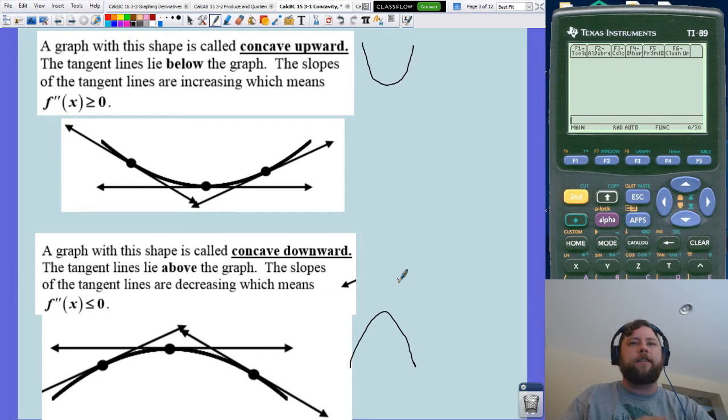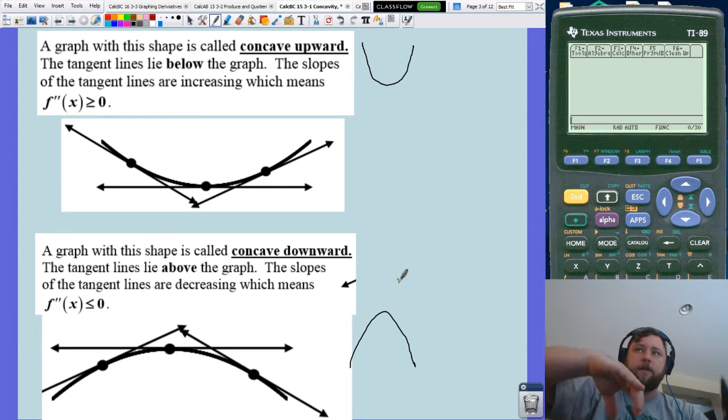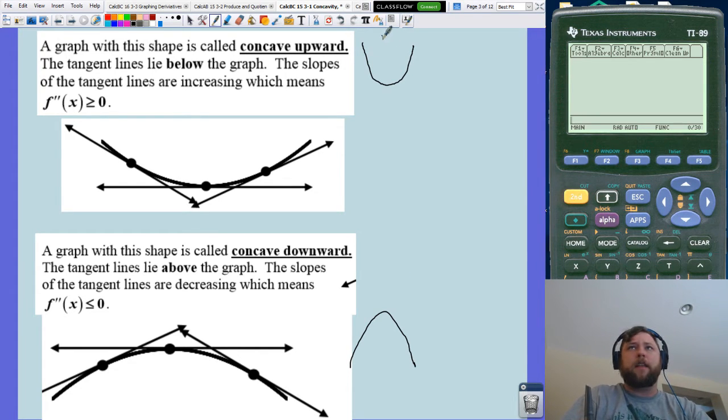It's like a cave type shape. Concave upward is when it looks kind of like a cup, kind of pushing up. And then concave downward is when it's going down. Or you can also think of it like a smiley face. Smiling is happy for concave upward, and it's sad for concave down.